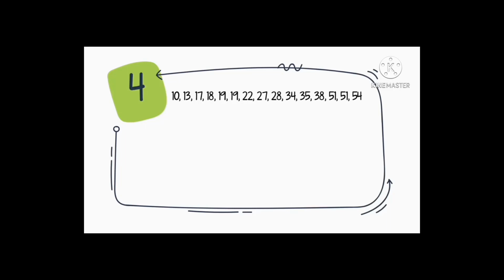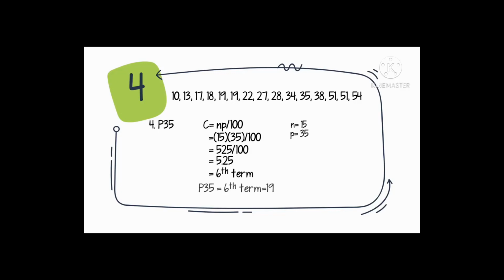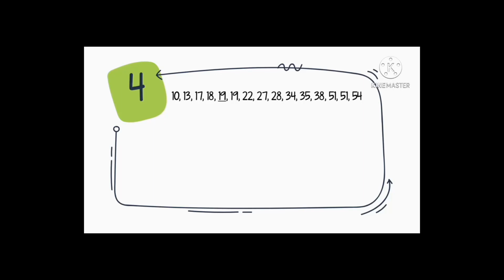The fourth one is finding the 35th percentile in the set of scores. We will use the formula again. C equals to N times P over 100. Substitute the values of N equals to 15, P equals to 35. C equals to 15 times 35 is equals to 525. 525 divided by 100 is equals to 5.25. We will round off the 5.25 and the final answer will be 6. So the 35th percentile in our set of scores is the 6th term and the 6th term is 19.